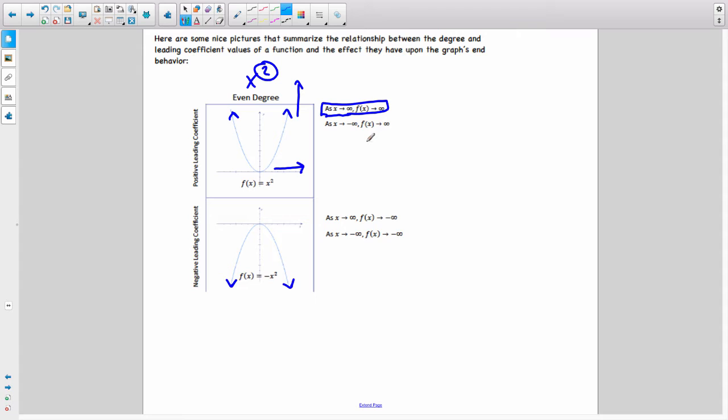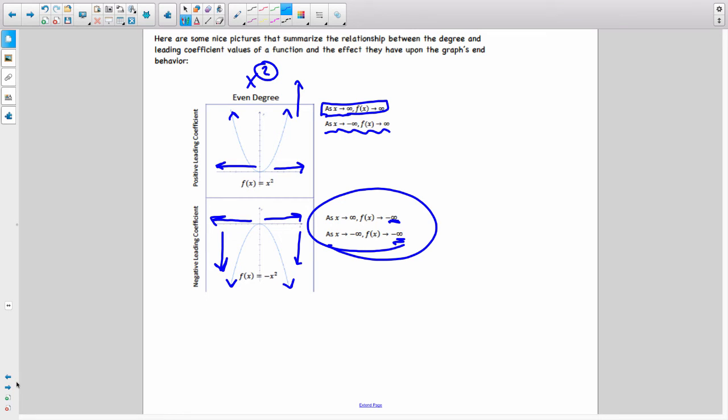This is saying as x approaches negative infinity, so as your graph goes to the left to negative infinity for x, what are my y values doing? They're also going to positive infinity. So if you have a negative coefficient and you're even, it's just the opposite. As x goes to the right, your graph goes down, negative infinity. As your graph goes to the left, your graph also goes down to negative infinity. So get used to this. We'll see this in our class a lot.